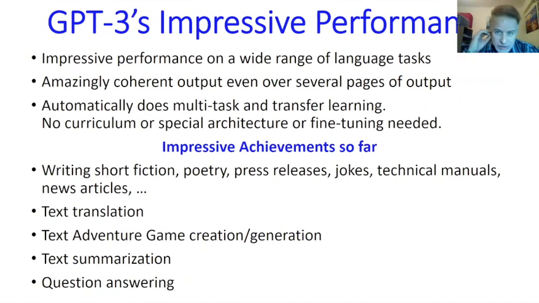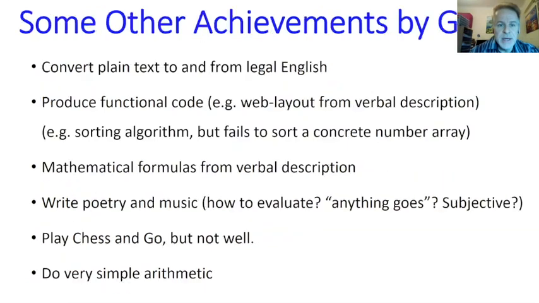Okay, we hopefully have all seen the impressive performance, which I will not really go into, for text summarization, question answering and translation. The amazing thing is that it also performed, not particularly well, but it performed at all, in tasks which are not really language related, like playing chess and Go. It can do very simple arithmetic, embarrassingly simple, but for a language model, it's quite amazing. It can create mathematical formulas from verbal descriptions. It can produce functional code. So it can do all kinds of non-linguistic things, which is quite interesting.